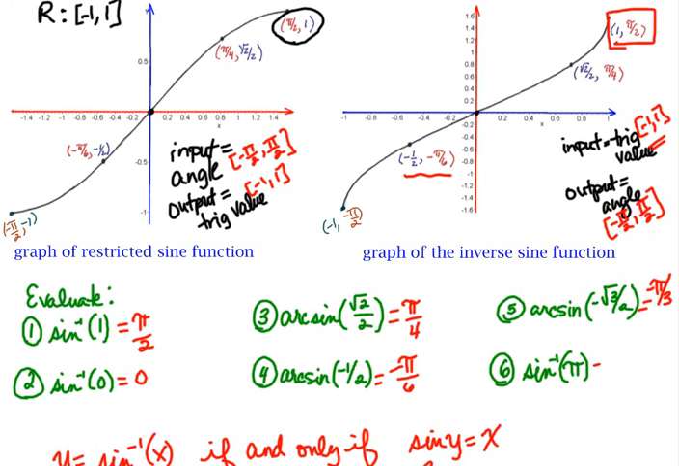And lastly, what about sine inverse of pi? This is kind of a trick question because here I would be thinking about what angle has a sine of pi? Well, there is no such angle because pi is 3.14, so this is outside the domain, so this is not defined. Now if I wanted to find the sine of pi, I could certainly do that, but the sine inverse of pi does not exist.